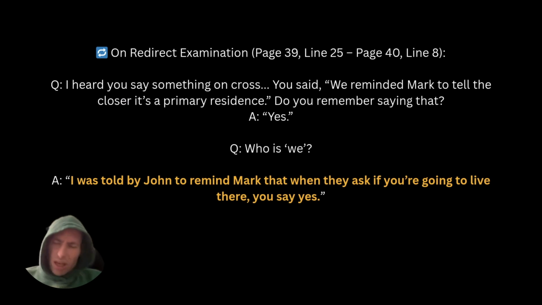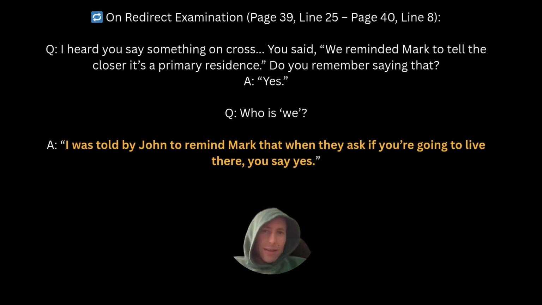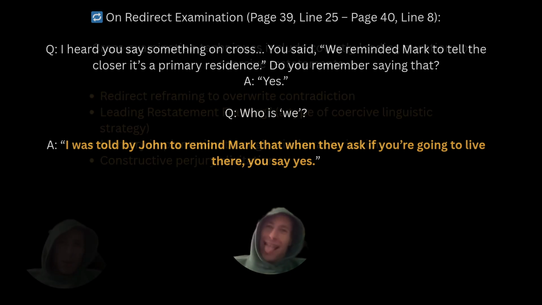Now here we are in redirect. Same witness, same day. Just a few minutes later, the prosecutor, page 39, line 25, all the way to line 8 on page 40. I heard you say something on cross. The prosecutor says, You said, we reminded Mark to tell the closer it's a primary residence. Do you remember saying that? Answer. Yes. Question. Who is we? Now he says, I was told by John. That's right, John. I was told by John to remind Mark that when they ask if you're going to live there, you say yes. Thank you for reminding me of that, Mr. McGlaughlin.